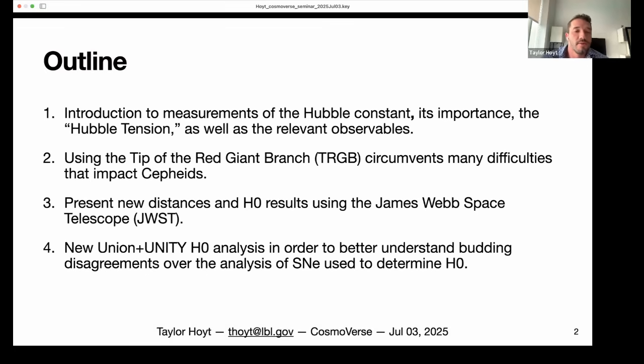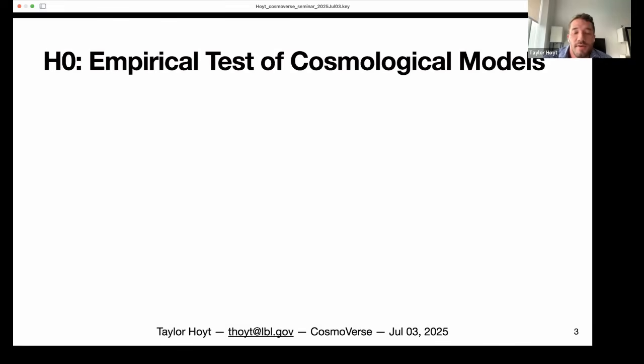And I'll conclude with a new analysis of H0, a new estimate of H0 that's currently blinded in the Union Unity framework, which is to do supernova cosmology, which will adopt the distances I talk about in the first part of the talk.